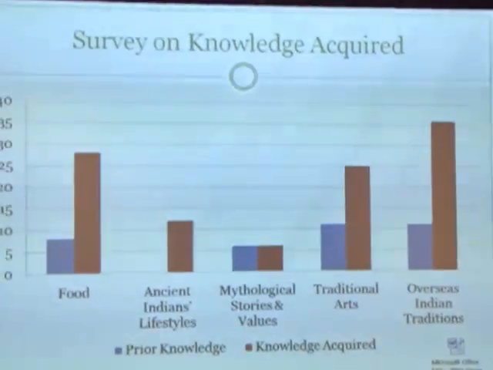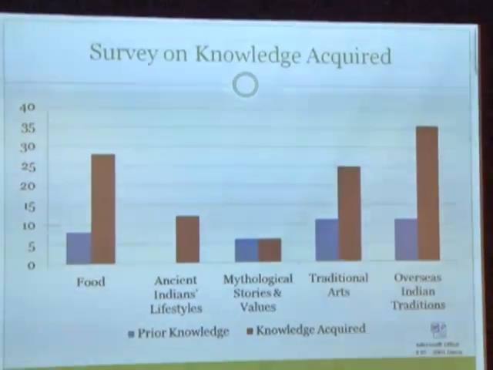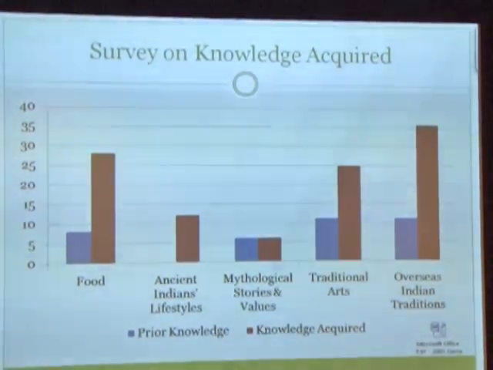Thank you, Jason. Okay. Recently, for the second year, we did a survey on knowledge acquired. That means through the Facebook interaction, they have learned new things like how to make certain kinds of food, how to understand the ancient Indians' lifestyles and mythological stories and values, various kinds of traditional arts, and overseas Indians' tradition, like how they celebrate the Harvest Festival in Australia, Sri Lanka, London. So they posted videos and a lot of photos.